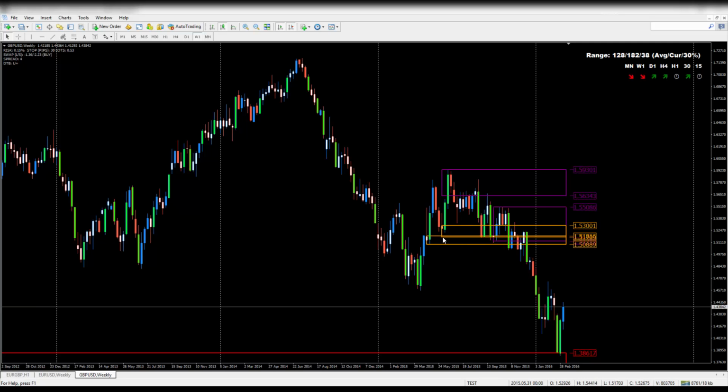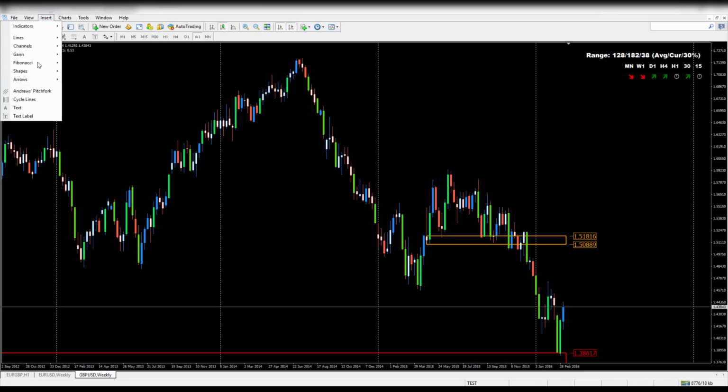So this area we will now delete. And then you have to ask yourself, what area of supply is responsible for consuming this area of demand? It's this one. Let me move these out of the way. It's this one just here. This is the one that moved through this child demand and stopped at the parent. So we take our tool and we draw that area off, from the bottom of the body to the high.